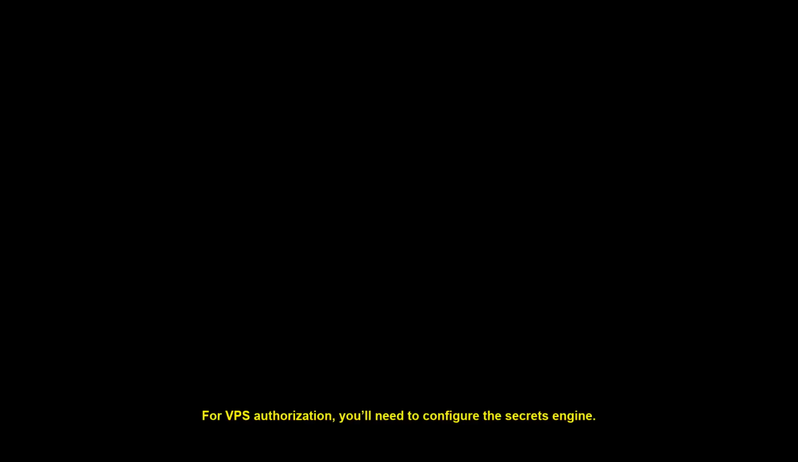For VPS authorization, you'll need to configure the secrets engine. Enable the backend for secrets management by running vault secrets enable -path=VPS kv. You can now store secrets related to VPS configuration and access.